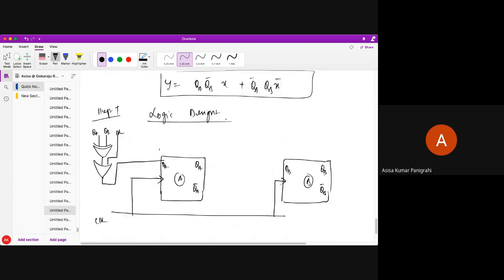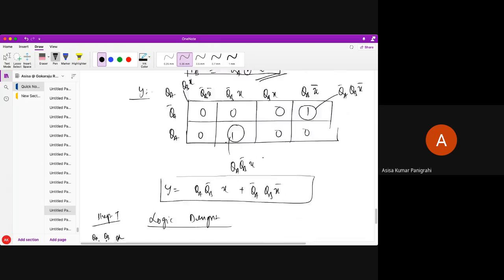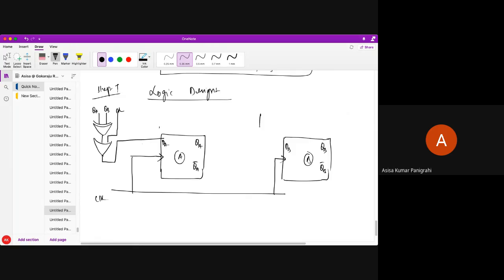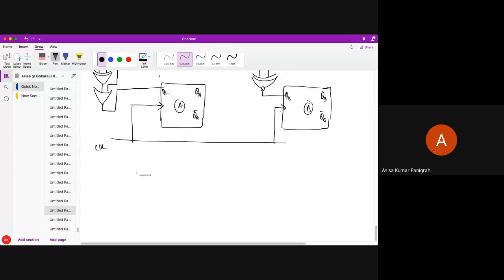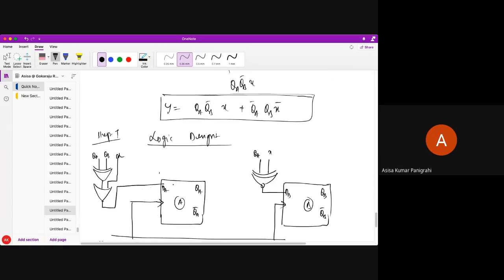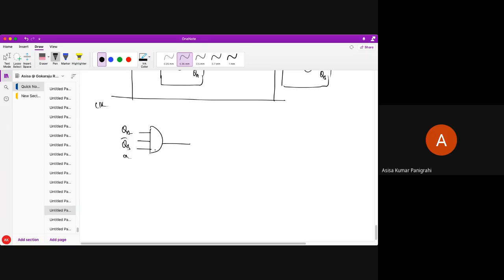Understand? Next DB. DB is what? DB is QA X nor. So I have taken the X nor operation and connected it to DB. Now I am going to find the output Y. Y is nothing else but QA QB bar X and gate. Similarly, I have taken QA bar QB X bar as an AND gate and connected it here to get the output Y.